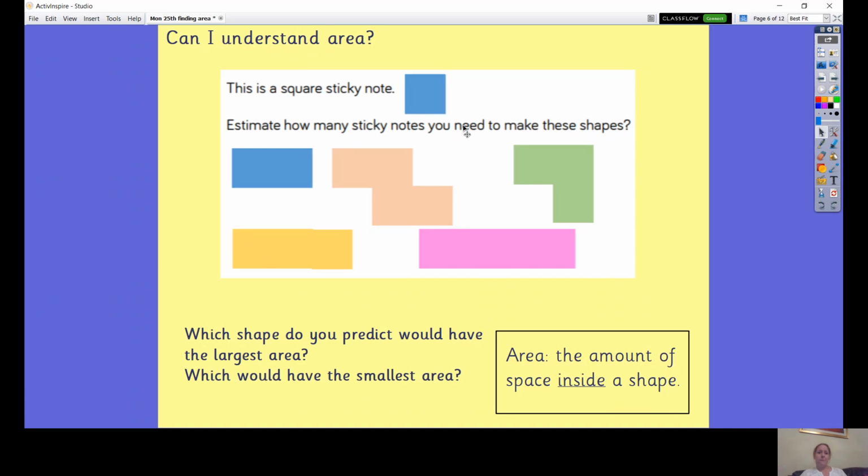Okay, moving on. This is a sticky note, okay, and what I would like you to do is to estimate how many sticky notes you need to make these shapes.